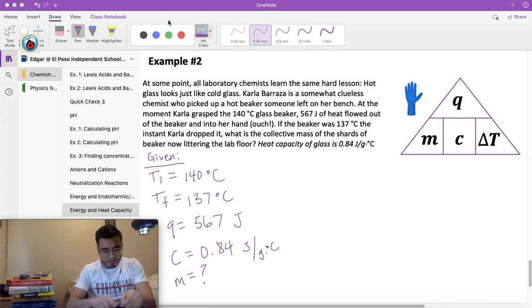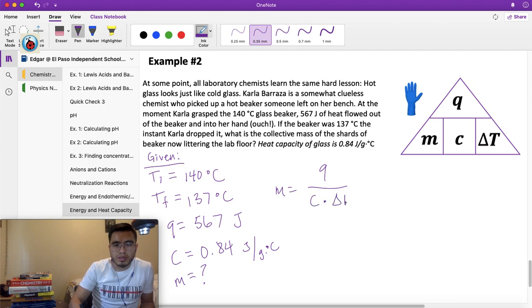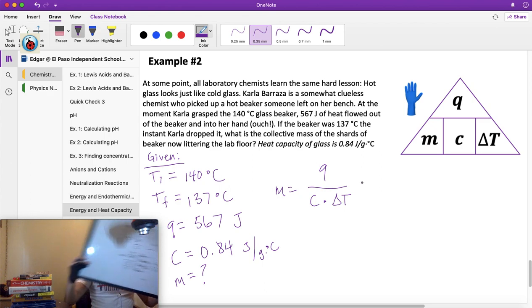Let me go back over here. And let's write it down. We said it was mass equals heat divided by C times delta T. Correct? Can show you. You forgot.